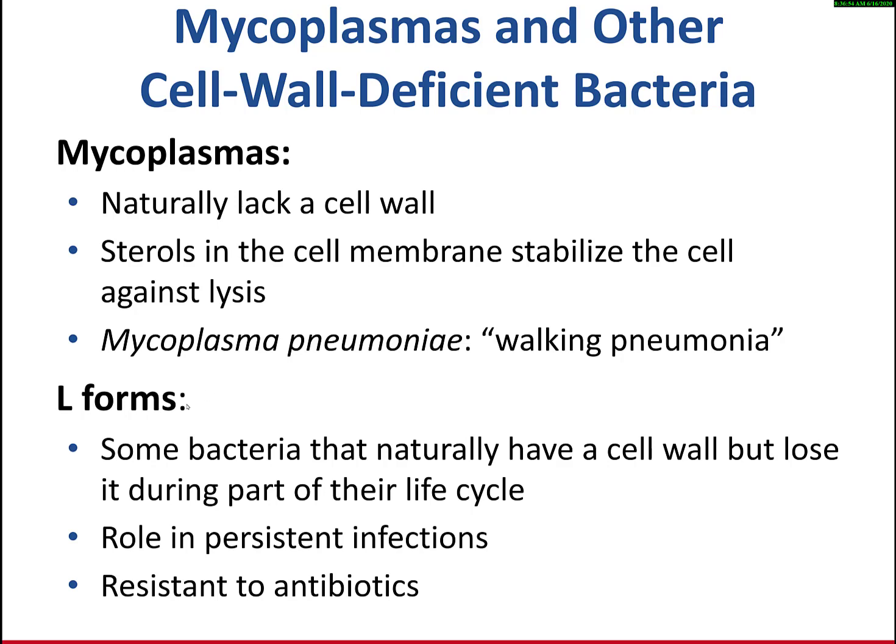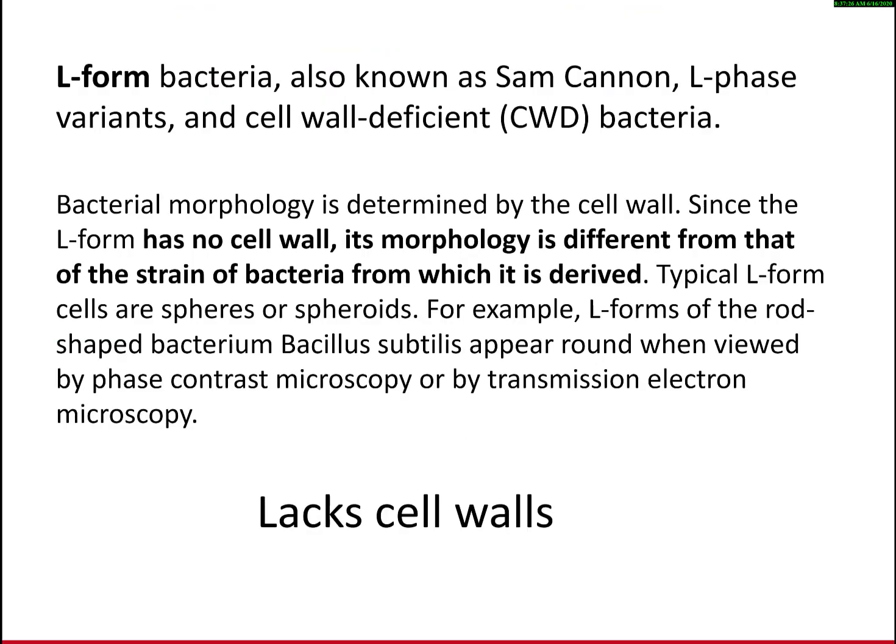L forms are bacteria that naturally have a cell wall but lose it during part of their life cycle. There's a particular part of the life cycle where it goes intracellular and says, well, it doesn't need to make the cell wall, which is expensive. If we don't need to make it, lose it. And so they don't lose the genetic potential, they just turn it off. We call these L forms, and they play a role in persistent infections and are more resistant to antibiotics because, well, they're hiding inside cells.